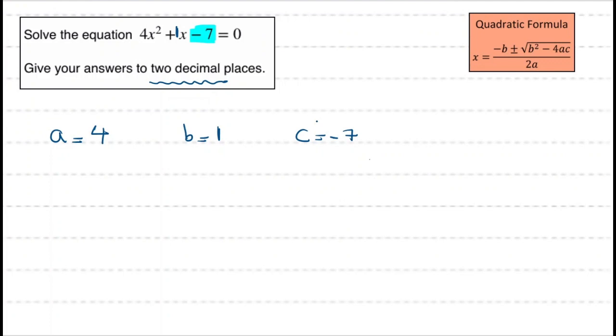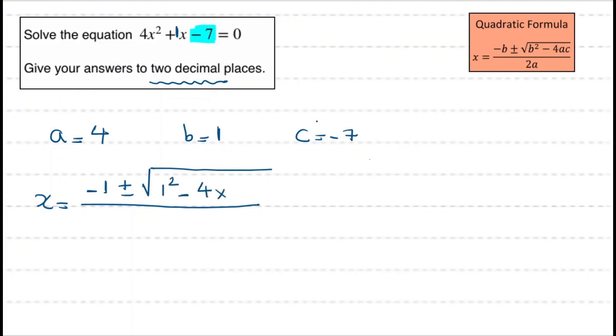We then substitute these into our quadratic formula to get x equals fraction. On the top we have minus b, which is minus 1, plus minus square root of, inside the square root we have b squared, 1 squared, minus 4 times the value of a, which is 4, times the value of c, which is minus 7, and we always put any negative number inside brackets. And then at the bottom of the fraction we have 2 times the value of a.